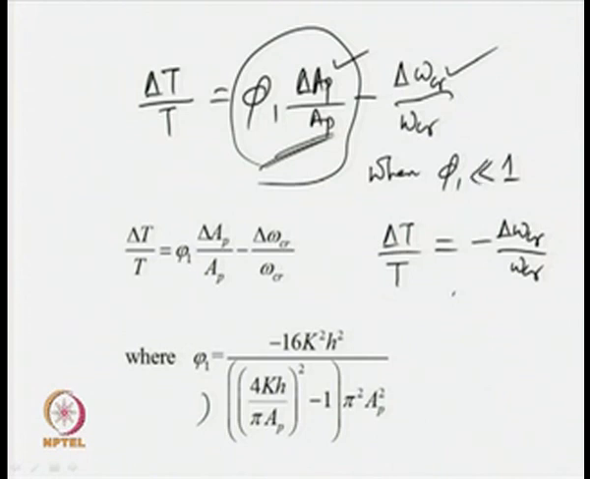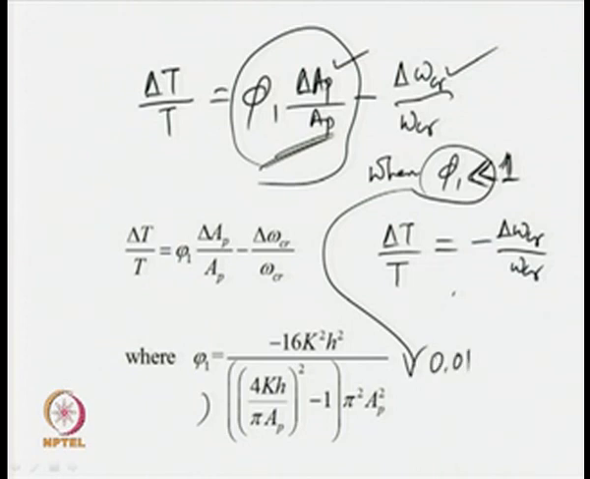So, if this is less than 1, actually when phi 1 can be made such that it is a very small value of the order of 0.01 or so, then the relative error in the estimation of the time constant will solely depend on the relative error of the measured value of the critical frequency. So, you need to measure accurately the critical frequency.